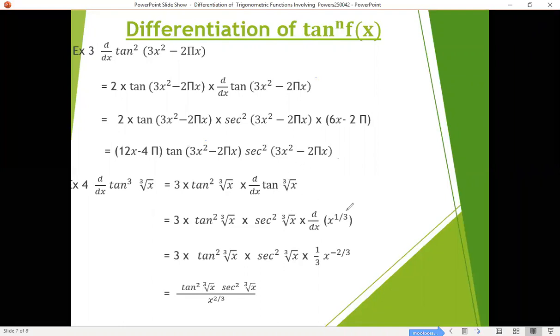x to the power 1 upon 3. So it's 1 upon 3 multiplied by x to the power of 1 upon 3 minus 1, it's minus 2/3. So the final answer will be 3 tan squared cube root of x, sec squared cube root of x upon x to the power of 2/3.